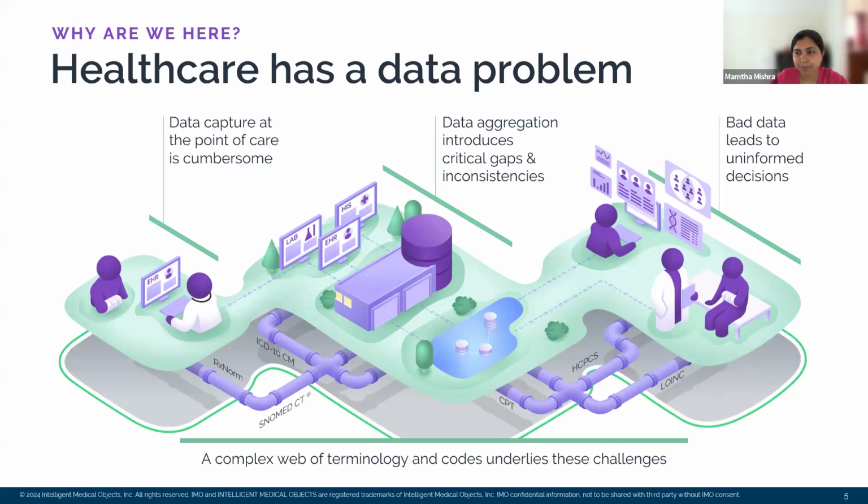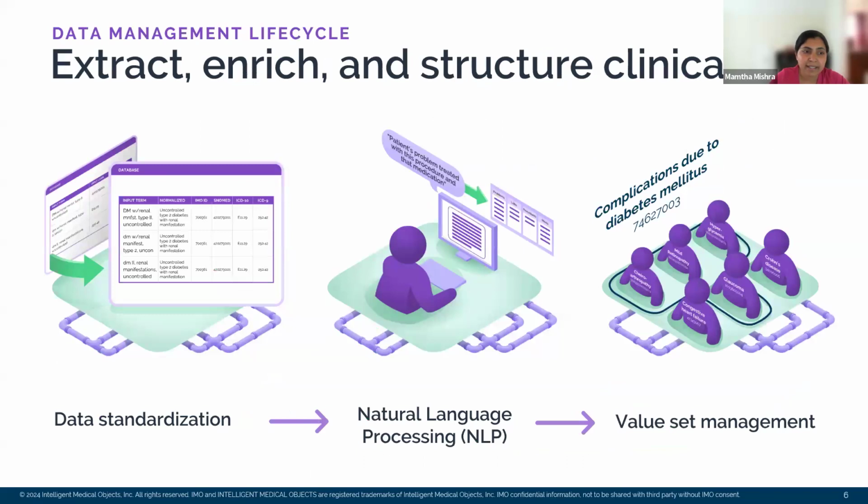On the next slide, so again, data quality management solutions extract, enrich, and structure clinical patient data across the healthcare ecosystem, making data more complete, consistent, accurate, and usable. The IMO Precision Normalized solution normalizes and adds standardized codes to data from multiple sources. And then the IMO Precision AI solution applies natural language processing to extract information from unstructured text and further enrich the data.